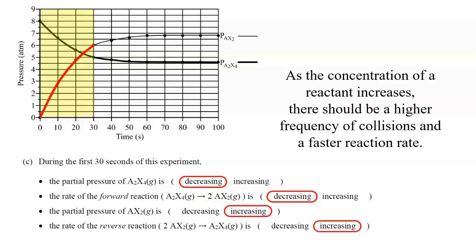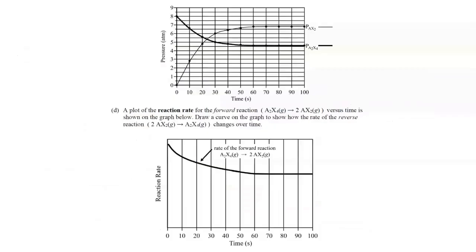So to summarize part C, in this first 30-second interval, the partial pressure of the reactant is decreasing, and the rate of the forward reaction is also decreasing. And in that same interval, the partial pressure of the product is increasing, and the rate of the reverse reaction is increasing.